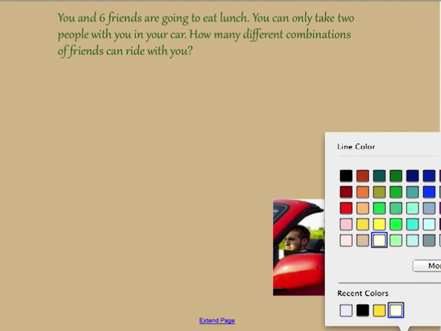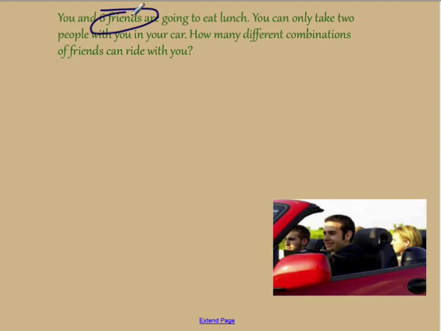You and 6 friends are going to eat lunch. You can only take 2 people with you in your car. So we have 6 total friends that we're choosing from. We're going to only pick 2. Does it matter which order we pick them? No, it doesn't. It just matters that we pick 2 of our friends. So we have 6 choose 2.